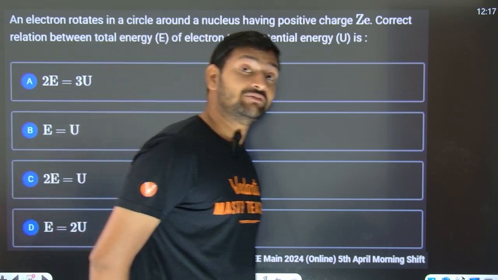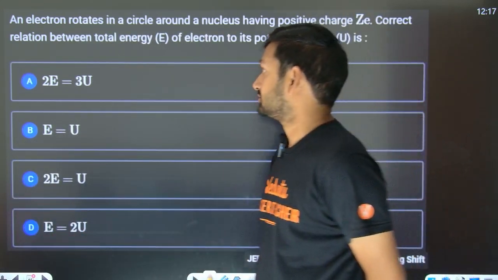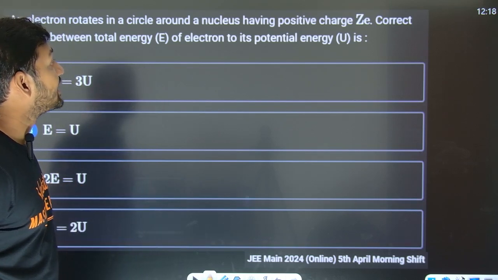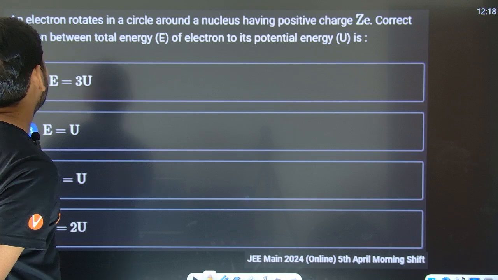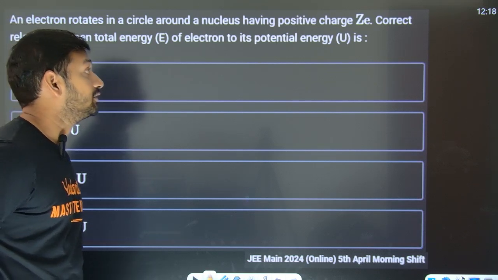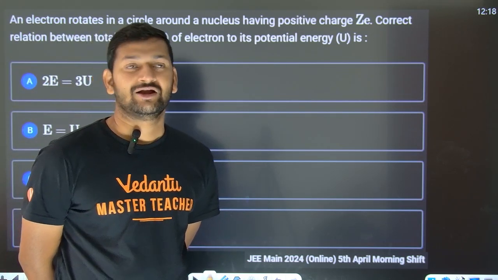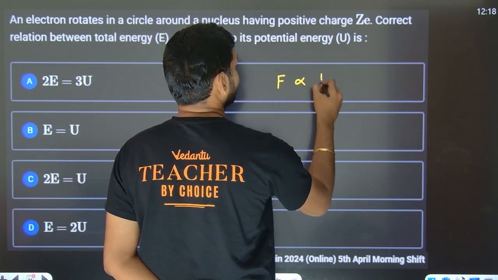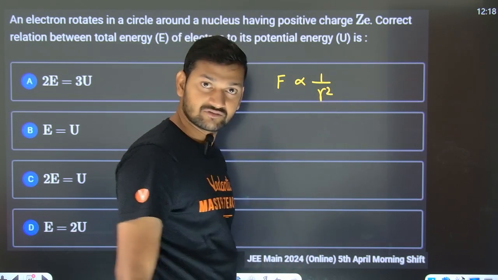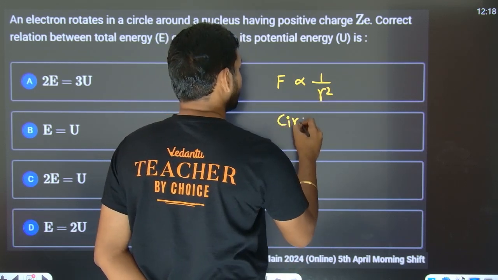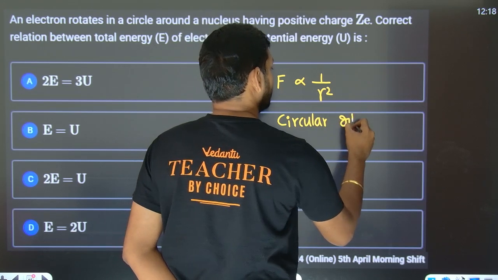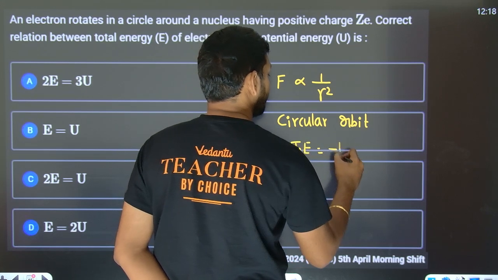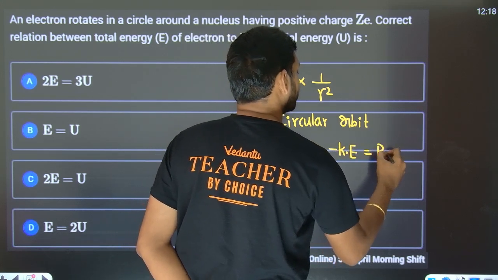Next, let us talk about energies. An electron rotates in a circle around a nucleus having positive charge Ze. The correct relation between the total energy of the electron and its potential energy. Not only over here, I'm giving you in general: if the force acting is inversely proportional to distance square, and it is a circular orbit, then the total energy will be minus of kinetic energy, or half of potential energy.